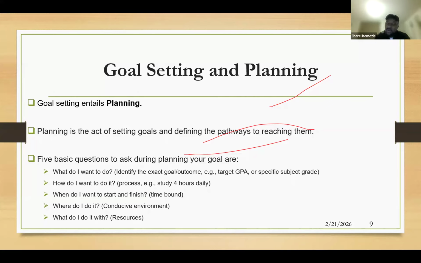Where do I want to do it? What kind of environment do I need in order to achieve this goal? This requires self-understanding. Time will not allow us to talk about it today, but perhaps in subsequent series, we'll talk about understanding yourself, which is a very important ingredient in academic success. You must understand yourself and know that what works for this person might not work exactly the same way for you. Although the principle is the same, the method will vary.